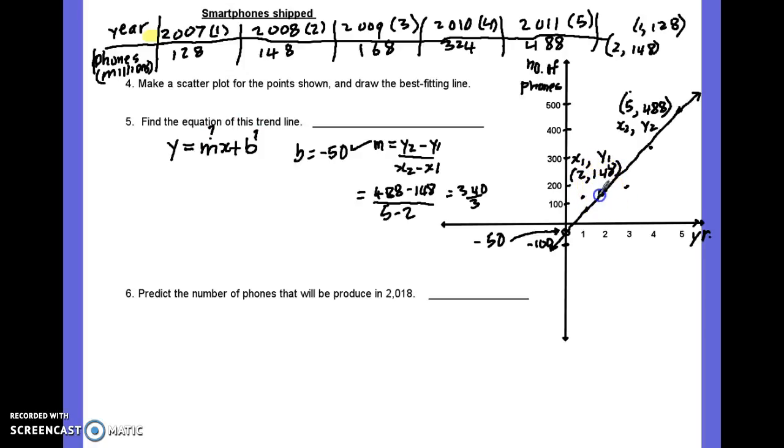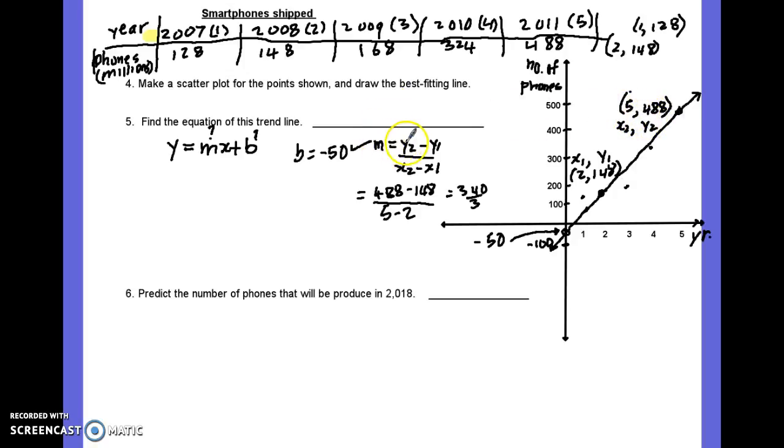I identify 2 points that are right on the line. I don't use this point, or this one, because they're not on the line. But these 2 points are known points to me, this one and this one, and they're on the line. (5, 488) and (2, 148). And I identify this one as my x1, y1, and the other as my x2, y2.